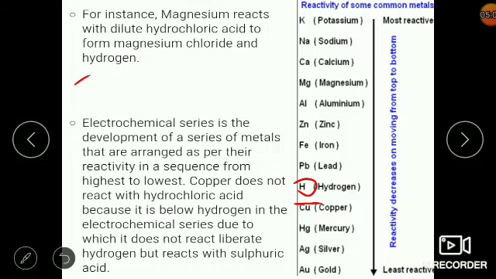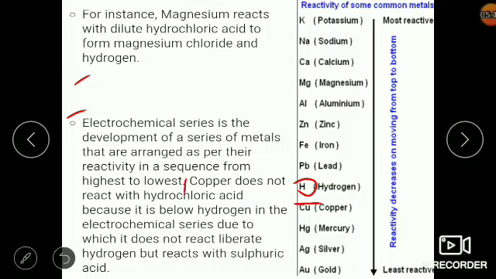Some metals are on top of hydrogen and some metals are at the bottom of hydrogen, right? The metals that are above hydrogen are more reactive, so they can displace hydrogen from acid, and for the metals below hydrogen, it will be difficult to replace hydrogen from the acid. So that part is clear. Now let's see. The electrochemical series is a series of metals arranged as per their reactivity in a sequence from highest to lowest. As per reactivity we have arranged the metals.